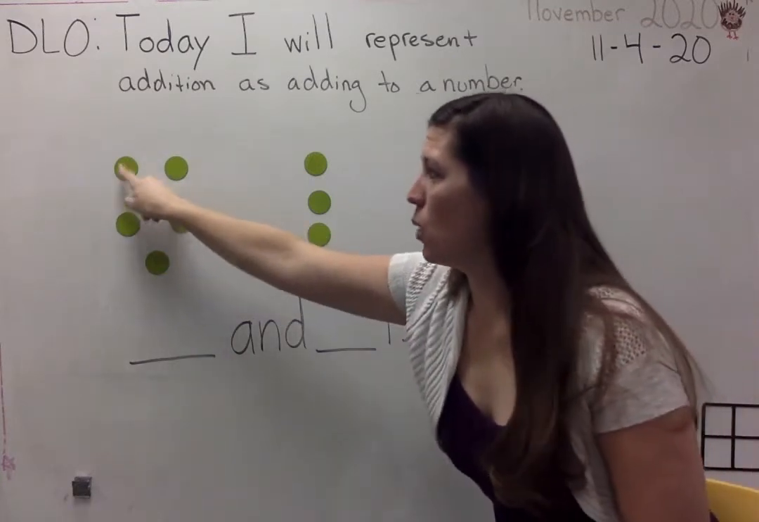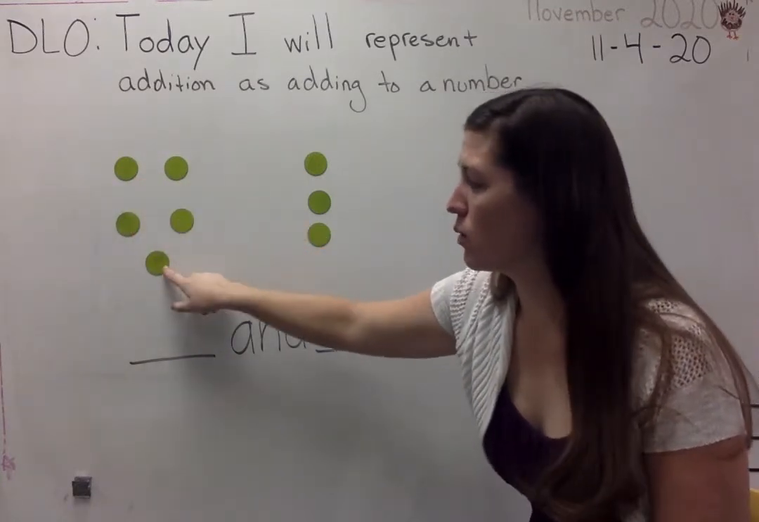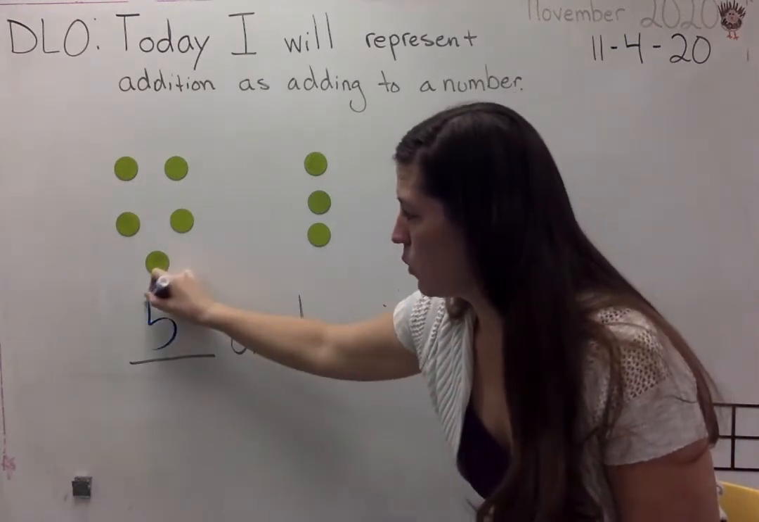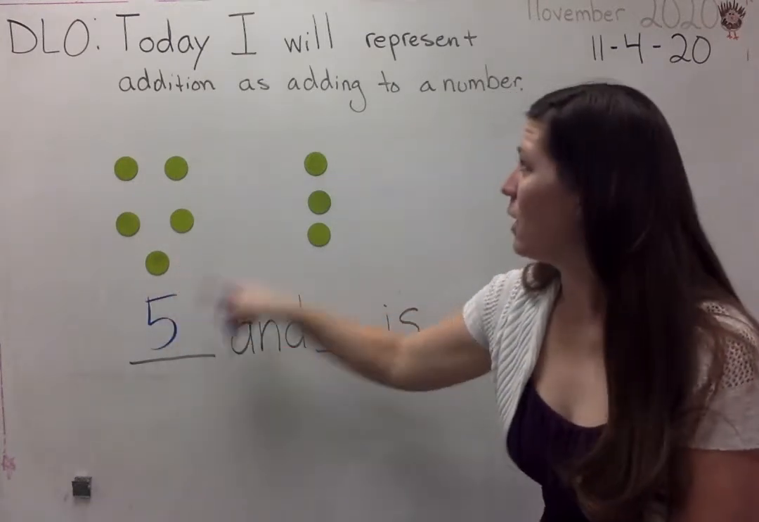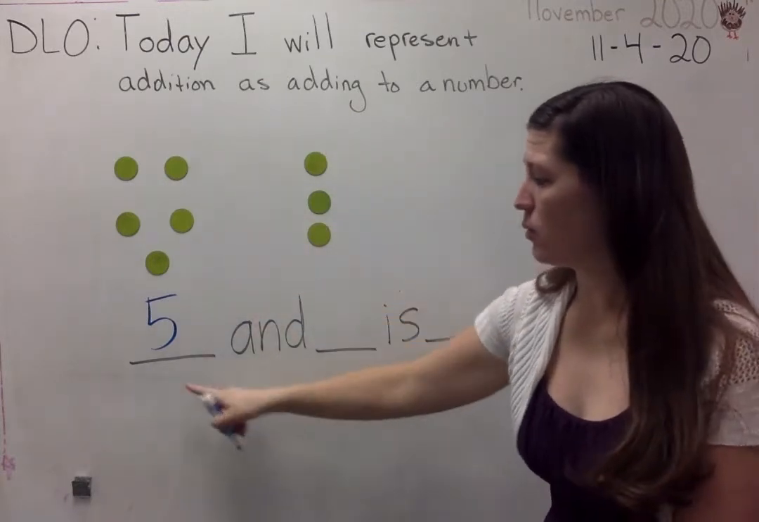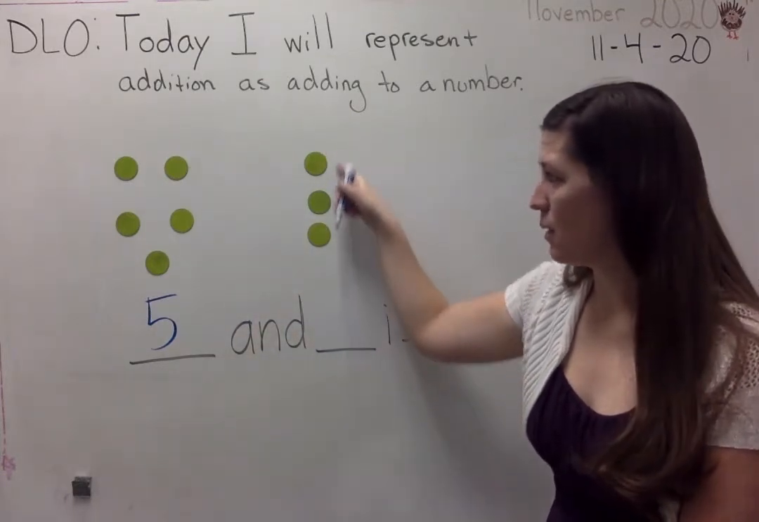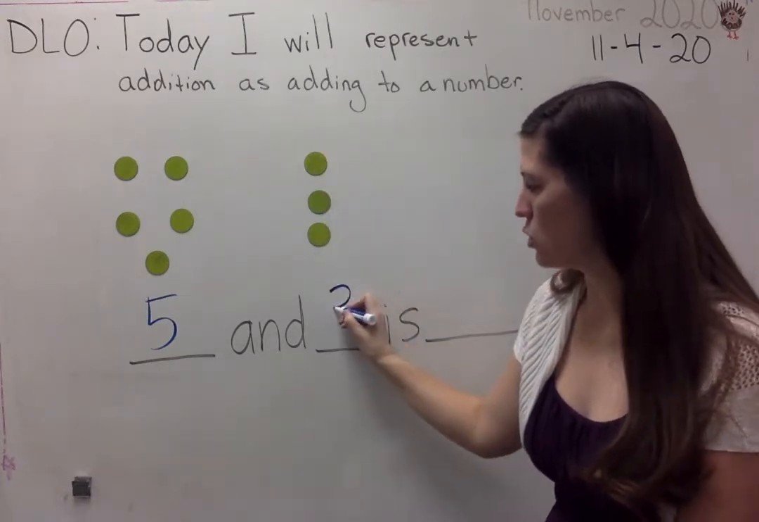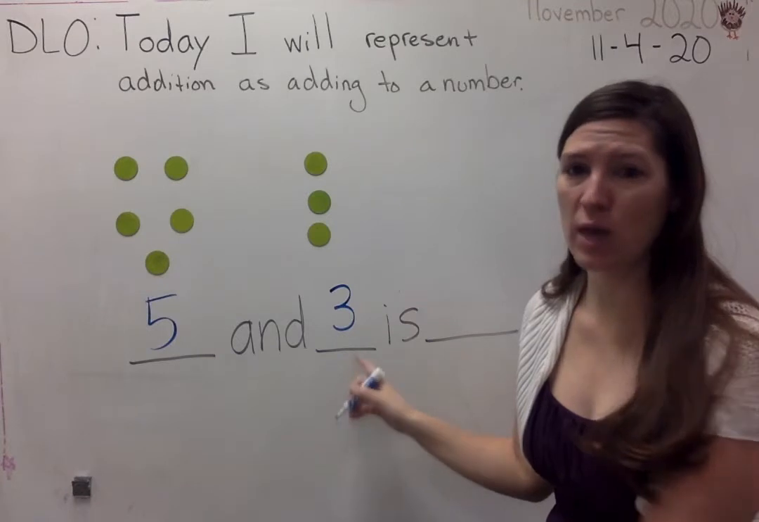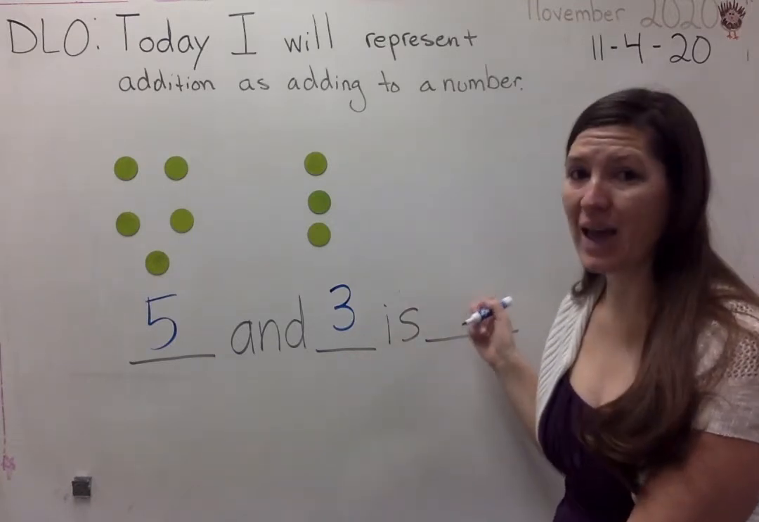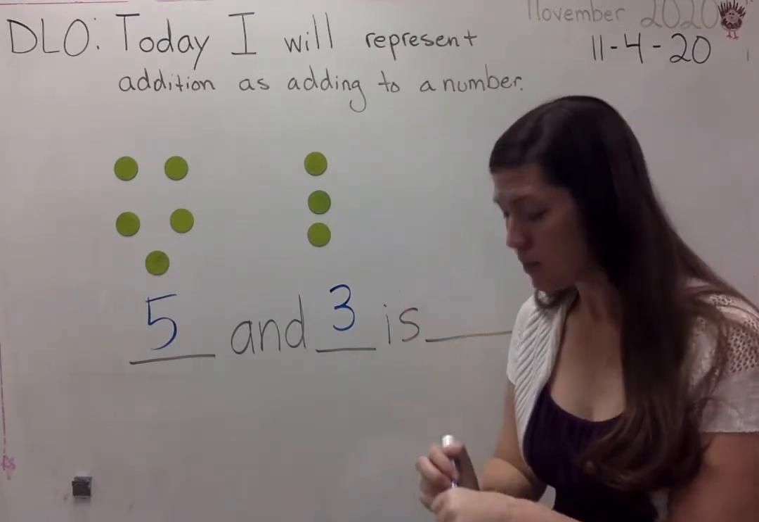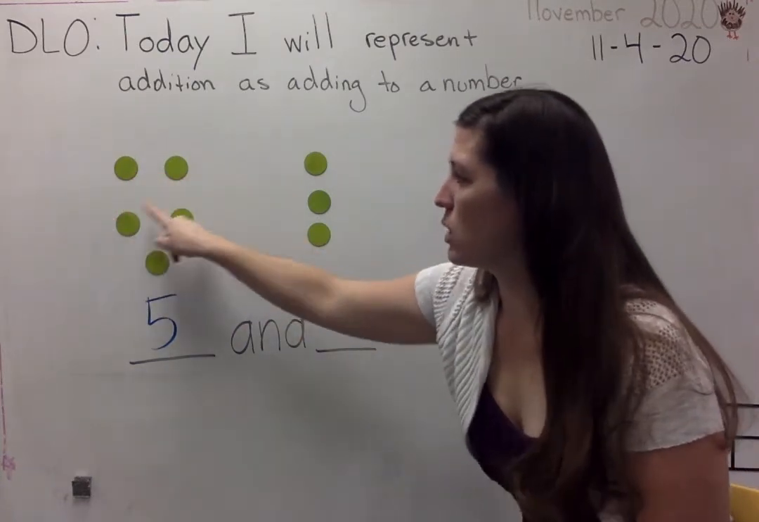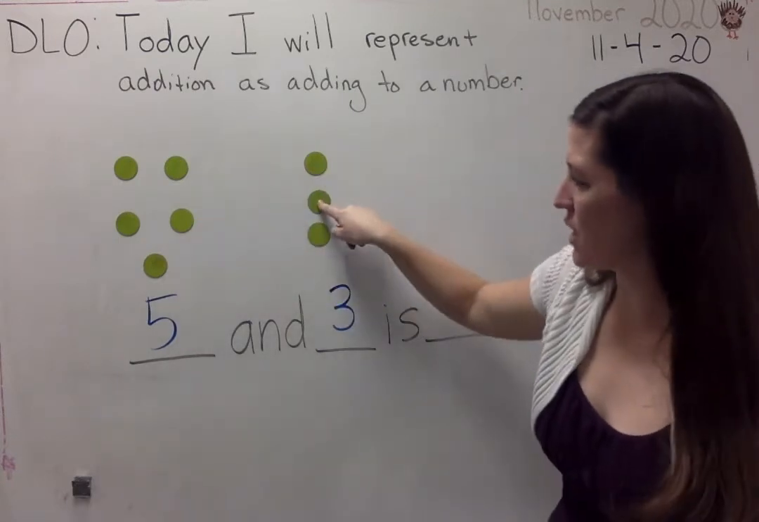Let's count. 1, 2, 3, 4, 5. I'm going to write it down here, just like you will in your book. I have 5. Now I'm going to add to that number 5 and how many more? Let's count. 1, 2, 3. Around the tree, that's the way you make a 3. I want to know how many that is all together. One strategy to use is to just count them. 1, 2, 3, 4, 5, 6, 7, 8.